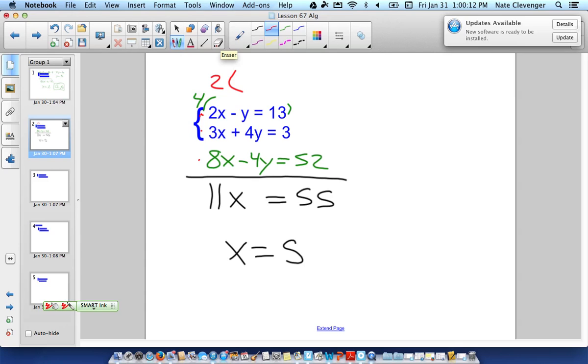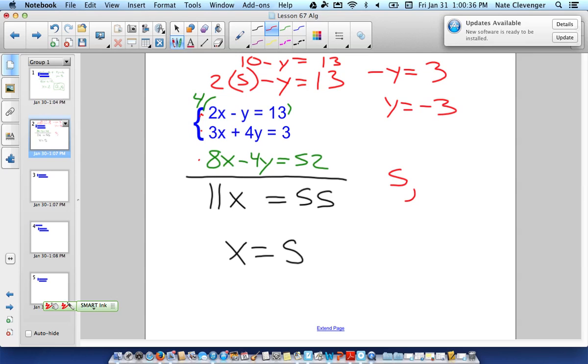2 times 5, x is 5, minus y equals 13. It's 10 minus y equals 13. Subtract 10 from both sides. I have negative y equals 3. And so y equals negative 3. So our ordered pair is (5, negative 3).